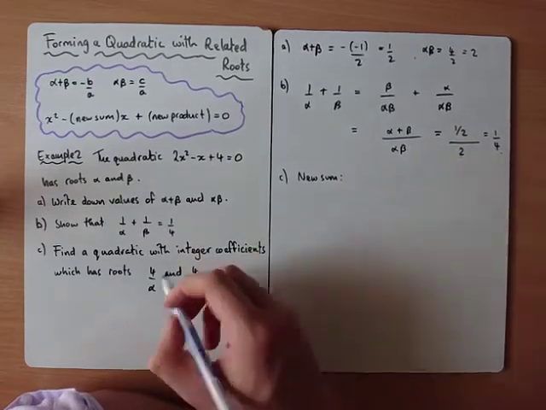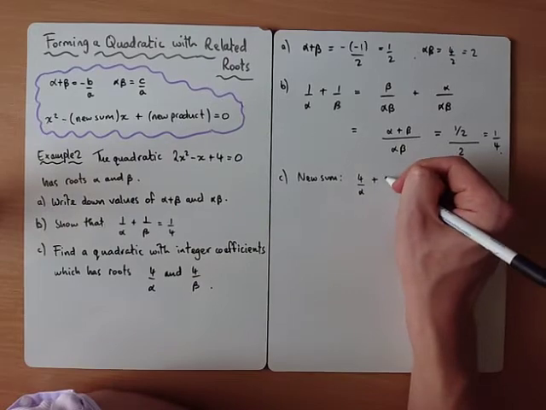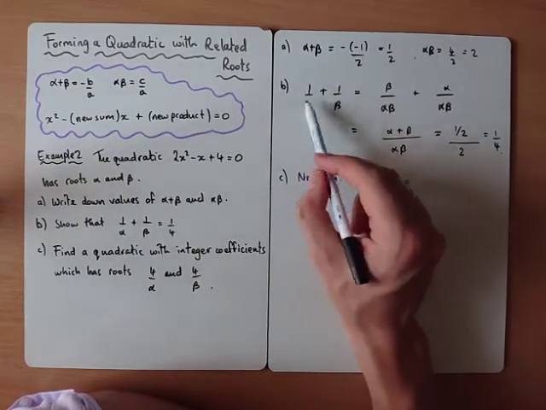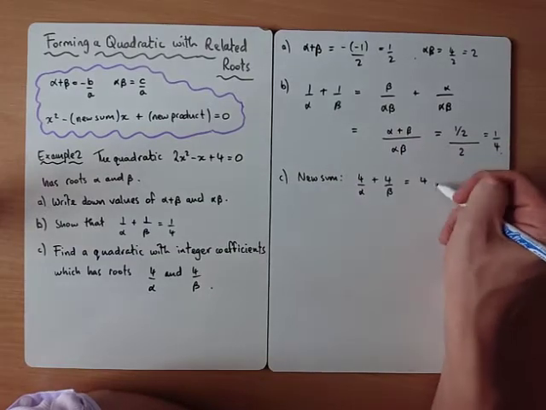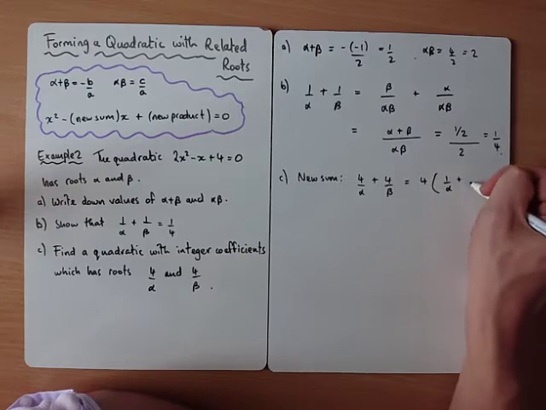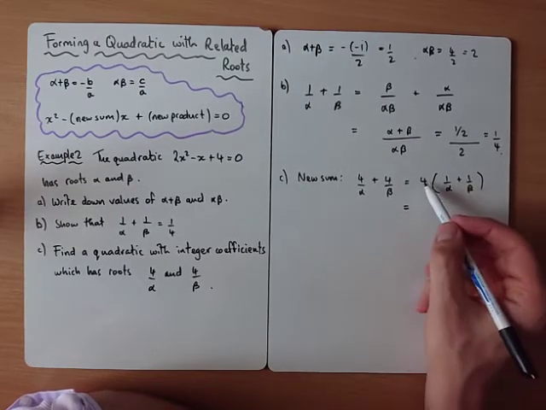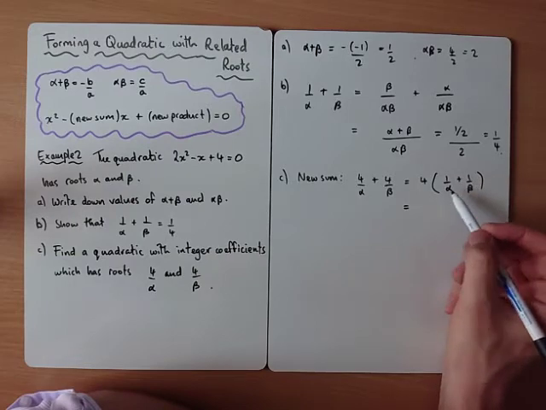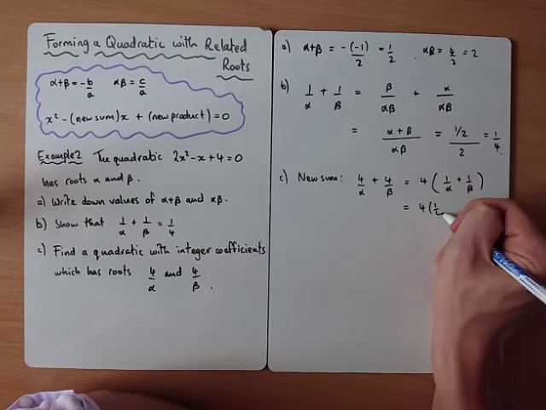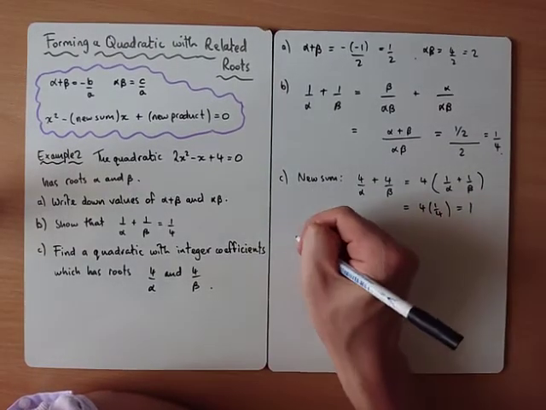So the new sum, these are our roots, so 4 over alpha plus 4 over beta. Now if you think about it, we know what 1 over alpha plus 1 over beta is. So if you spotted this, you could take a factor of 4 out. And you've already done a lot of the work for this question, haven't you? 4 lots of 1 over alpha plus 1 over beta, which is a quarter. So 4 lots of a quarter. So we've got our new sum, which is just 1, the new product.